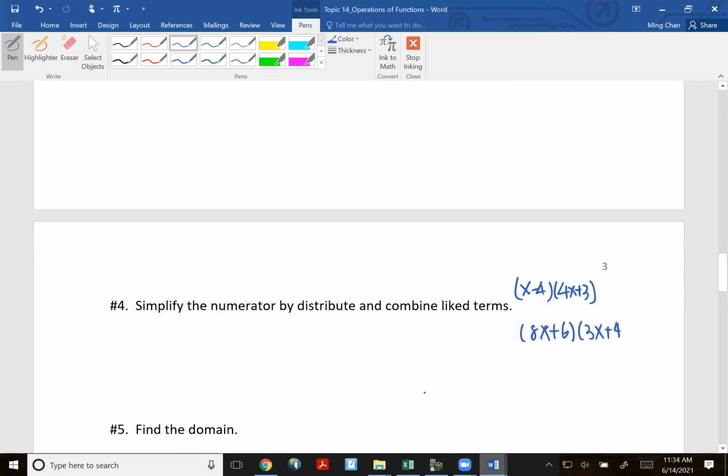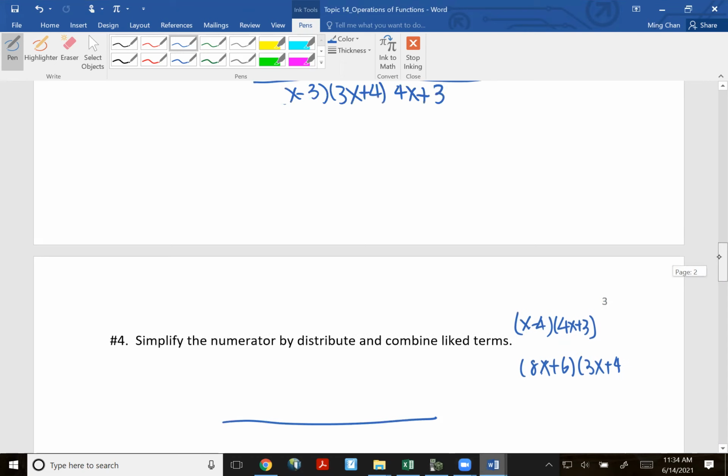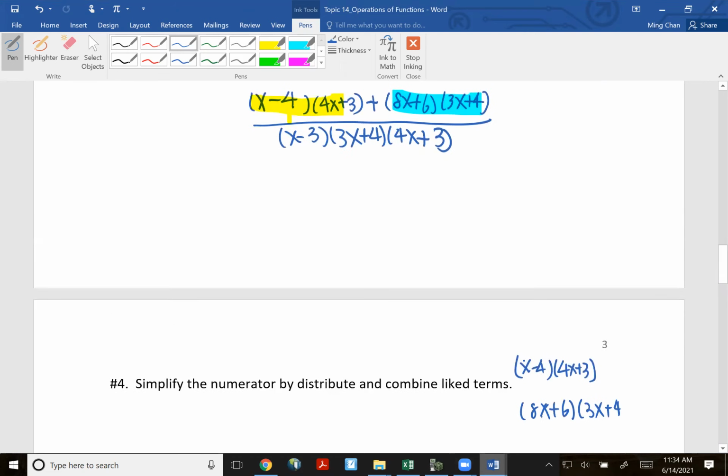Can y'all still see this? All right, I'm going to do this on the side here. All right, x times x is 4x squared. x times positive 3, positive 3x. Negative 4 times 4x is negative 16x. Negative 4 times positive 3 is negative 12. All right, once I combine like terms, I'm just going to multiply them and then write them all out. Once I combine like terms, that should be 4x squared minus 13x minus 12.